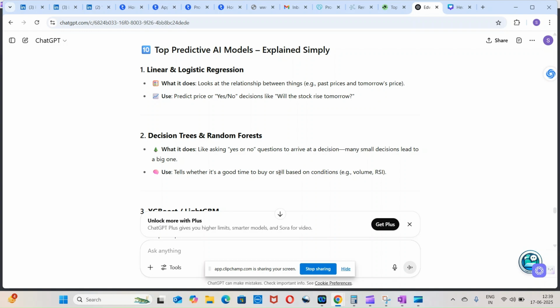Then we have decision trees and random forests. A decision tree is like a tree of decisions, where if you have to take a decision, which may involve an investment decision or a buying decision, you go through certain small decisions that lead to a big one. Like if you want to buy a house, right?